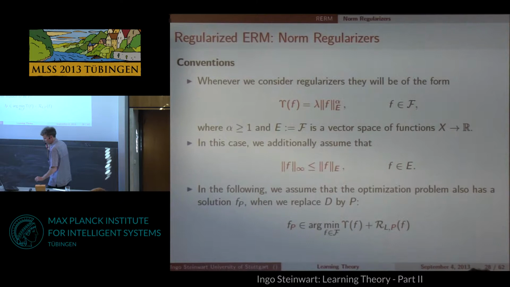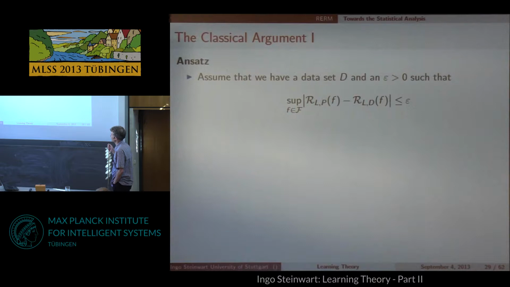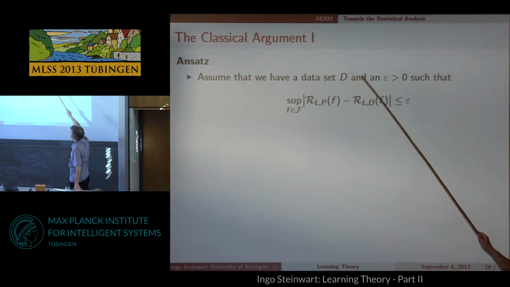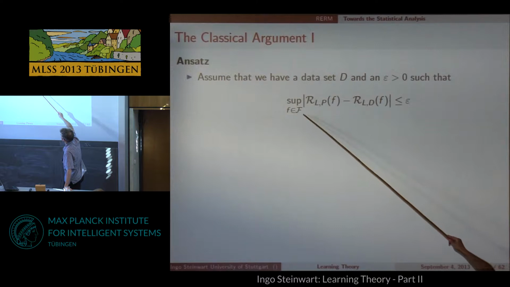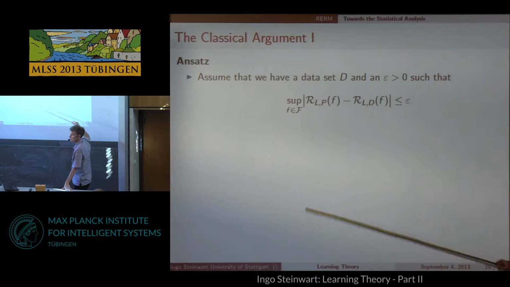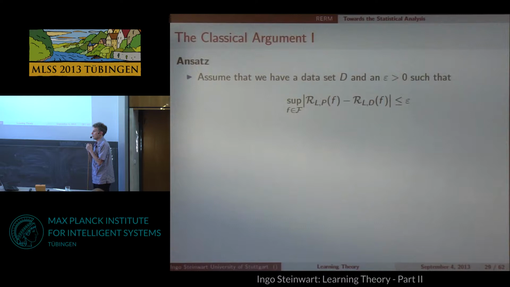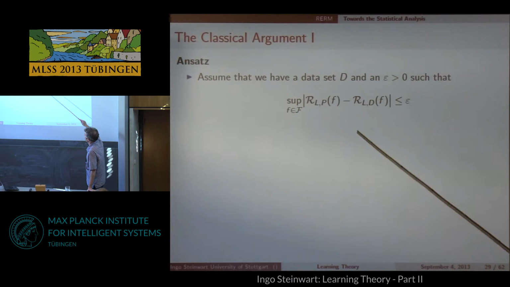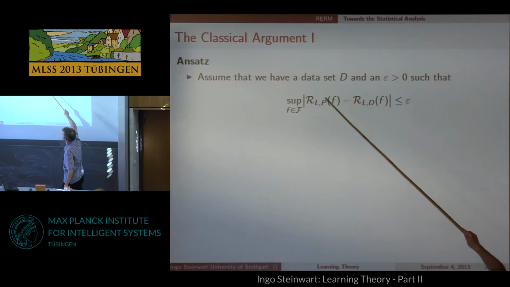Okay, so these are the conventions, and now let us have a look at the classical argument for investigating empirical risk minimization and regularized empirical risk minimization. The basic idea is that we assume that we have a data set D for which the empirical risk and the true risk of all functions in our set F are close together. This is not very surprising, because the basic idea of empirical risk minimization, or the regularized version of that, is that we hope that the empirical risk of a function is a good approximation of the true risk. This is the intuitive motivation for empirical risk minimization. Now we make this assumption explicit: we assume that we have a data set for which this holds.